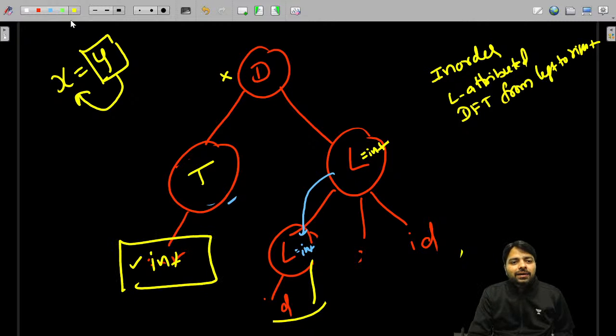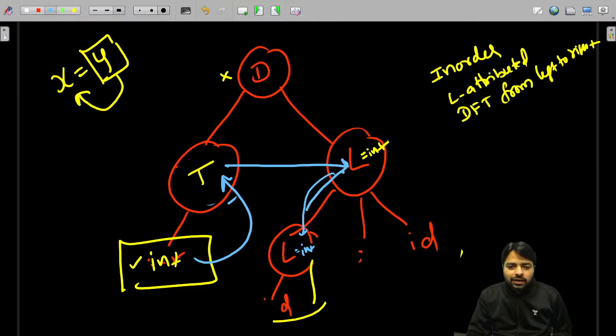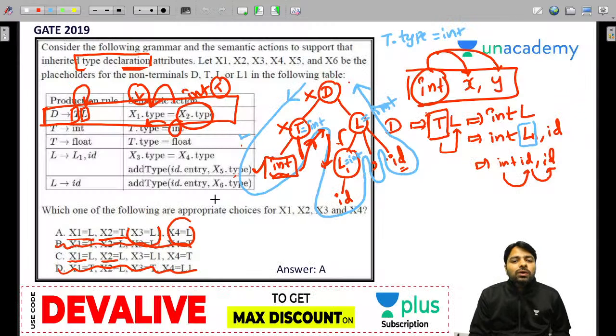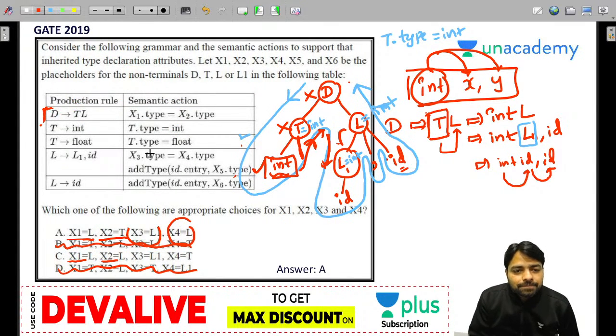So int is there, this is coming to here, and this is going here, and it's coming here, and we are going to make the entries now. We are going to make the two places we are making the entry. Remember, we are making the two places. This add type यहां पर है, यहां पर है.